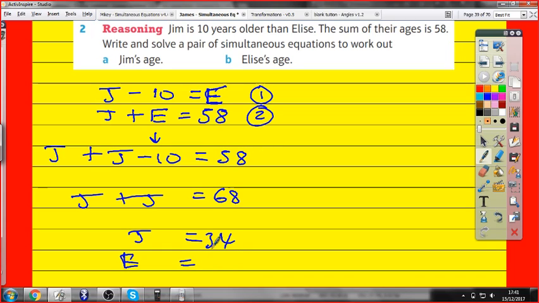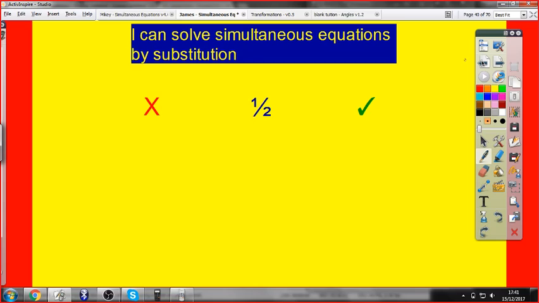24. That's it. So their ages add up to 58, and Jim is 10 years older than Elise. Any questions there? No. Okay. And so this is simultaneous equations by substitution, and it's literally, if E is J minus 10, then in the second equation, instead of writing E, you can write J minus 10. And so you can eliminate it that way. You don't have to get anything the same. You don't have to add or subtract, anything like that.